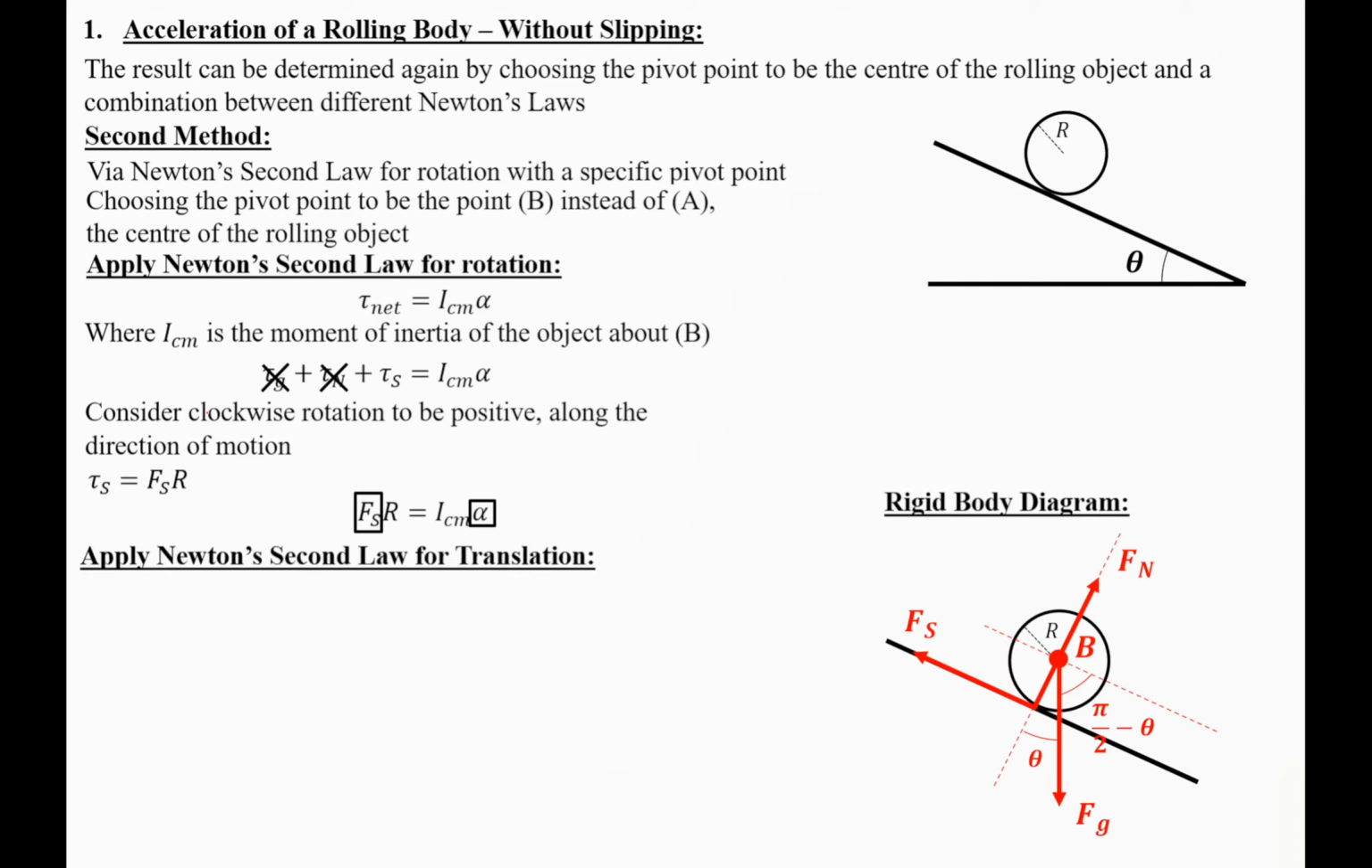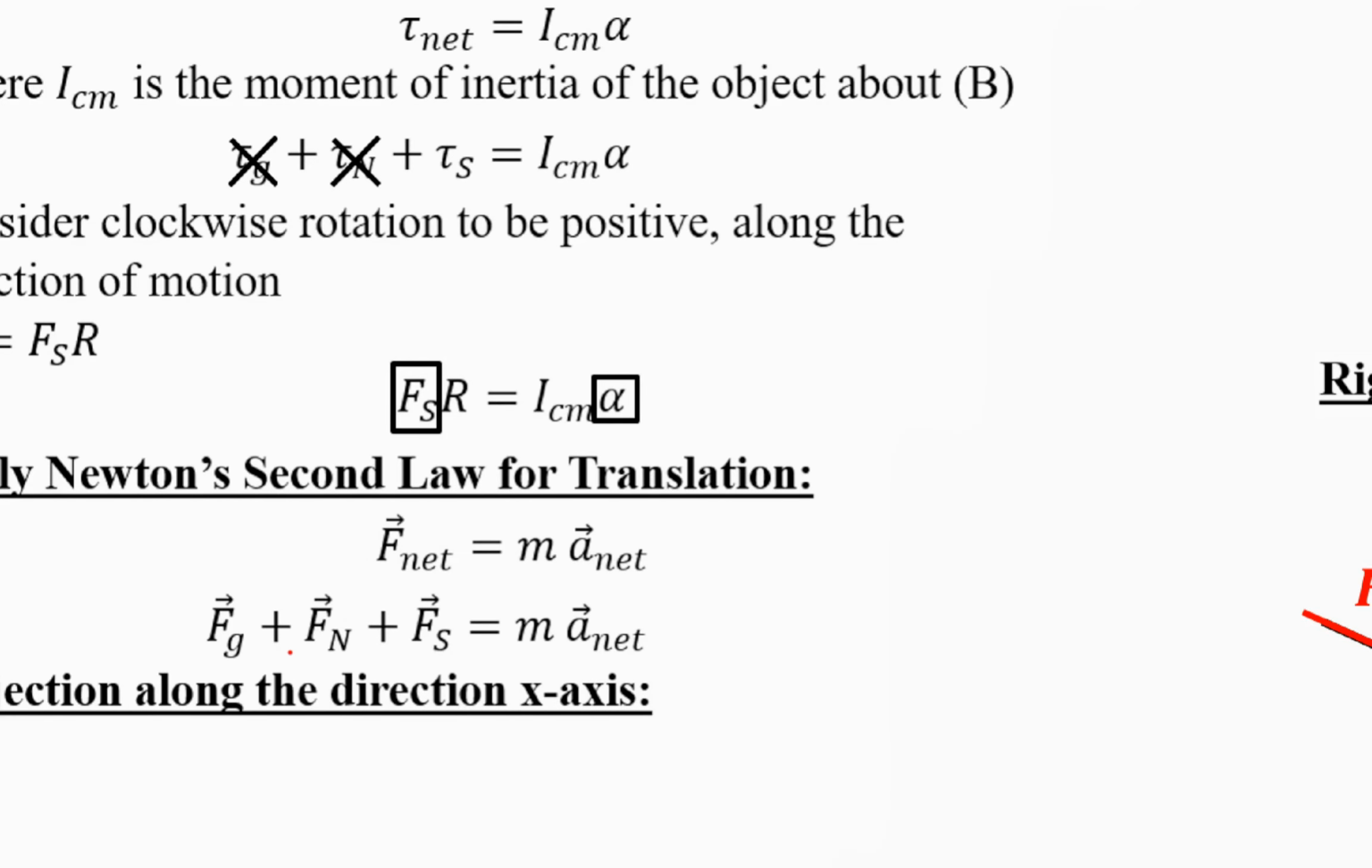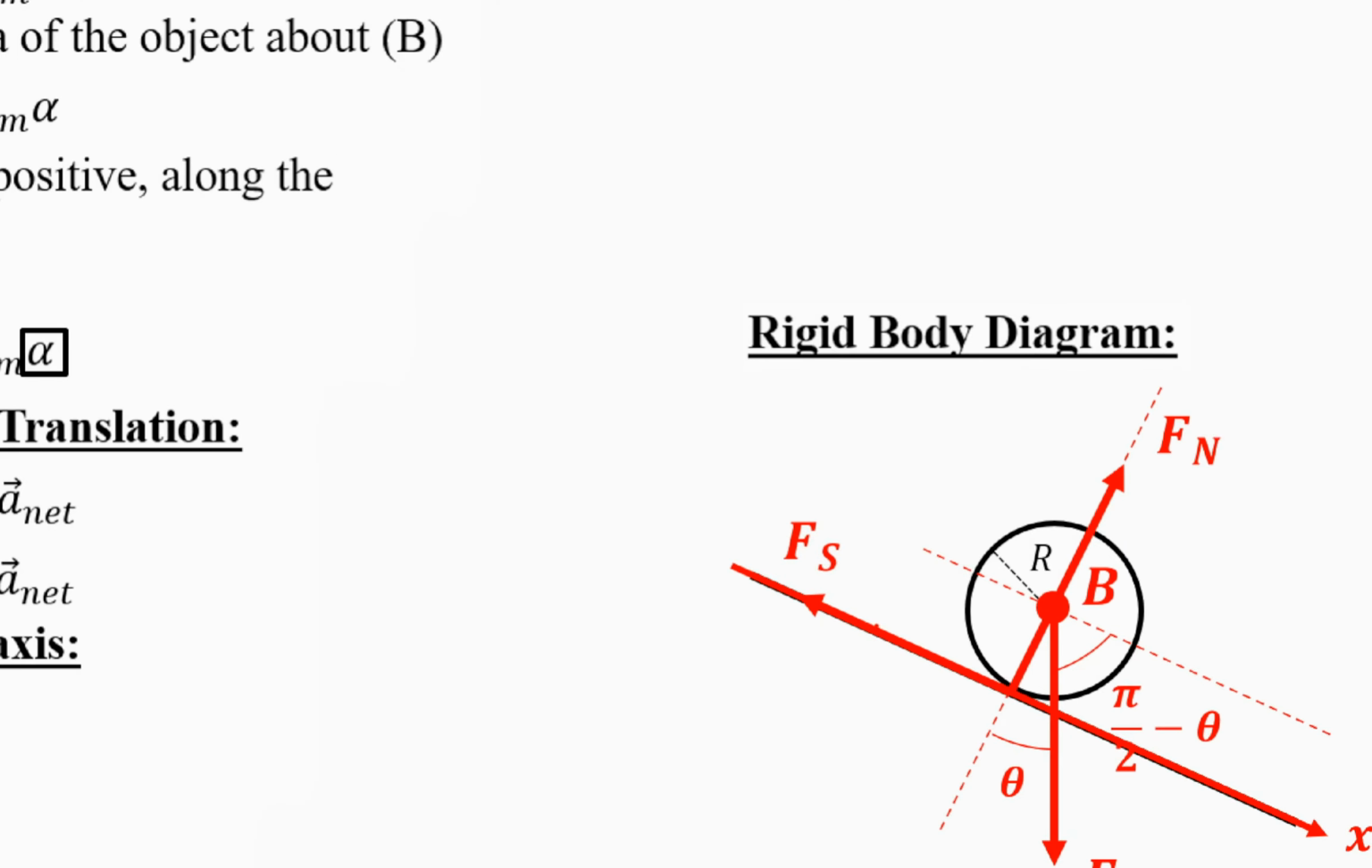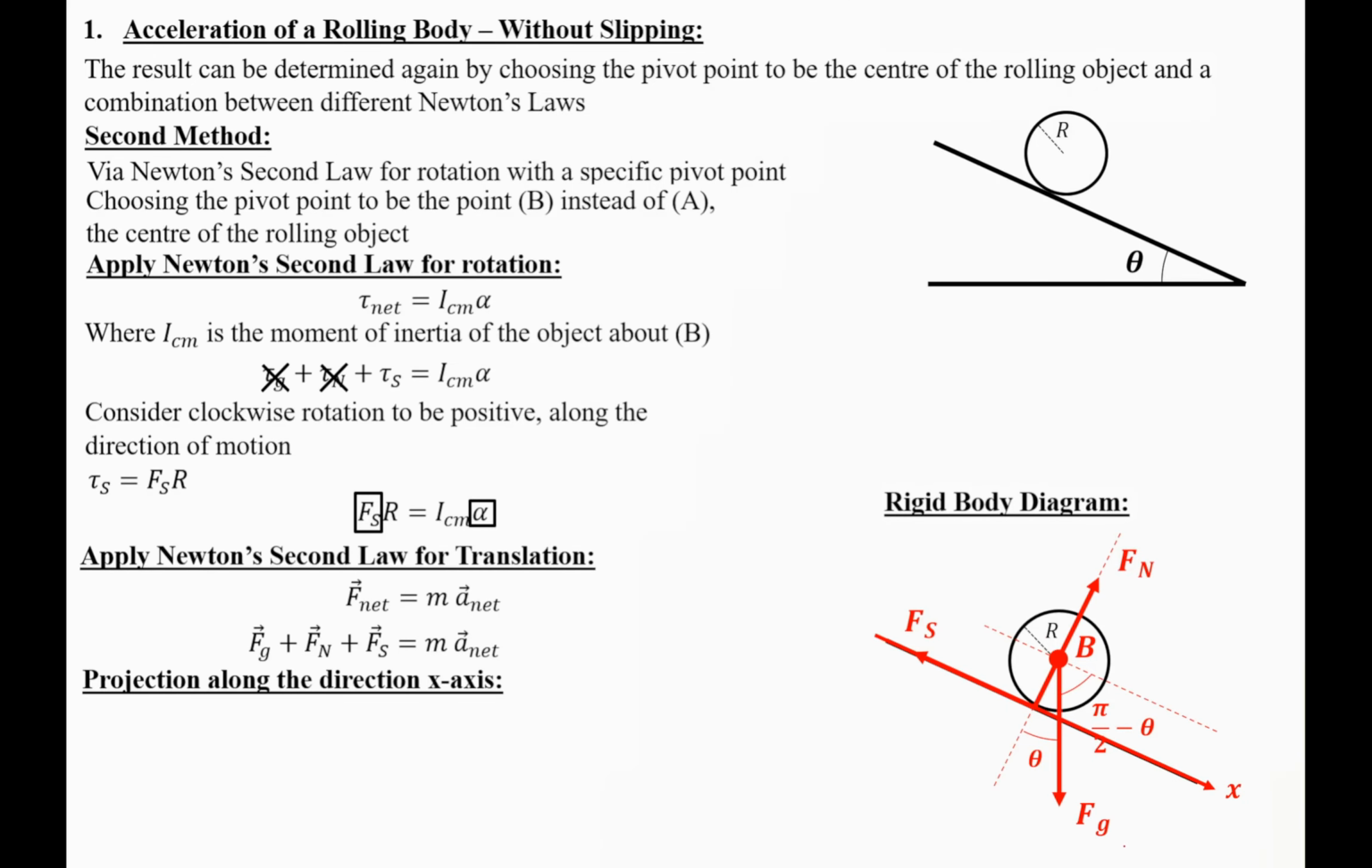So in order to solve for this, we need another equation, and this can be determined by applying Newton's second law for translation. F net is equal to m a net, which is the pull of gravity plus the normal push plus the static friction is equal to m a net. Now projection along the direction of the x-axis. Here no need to do an FBD again, we can make use of our rigid body diagram. We know that in such types of problems, if the acceleration is downward, the x-axis is chosen along the ramp itself. Now what are the forces that have projections? The normal push has no projection, that would be 0. Now Fs would be minus with no angle because it's in the negative direction. What about the pull of gravity?